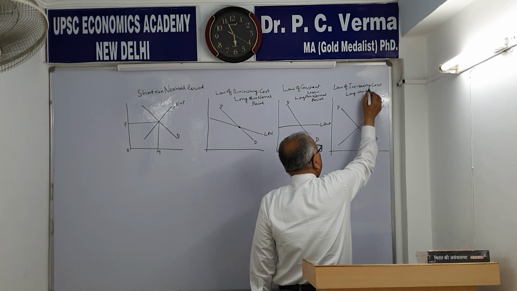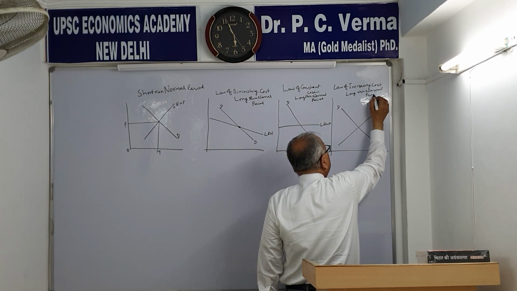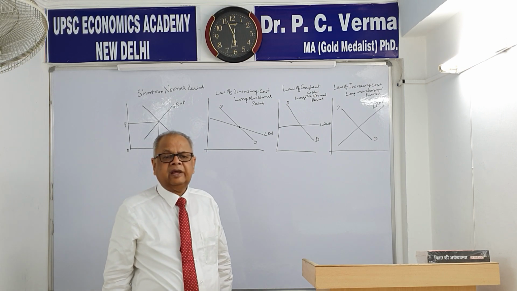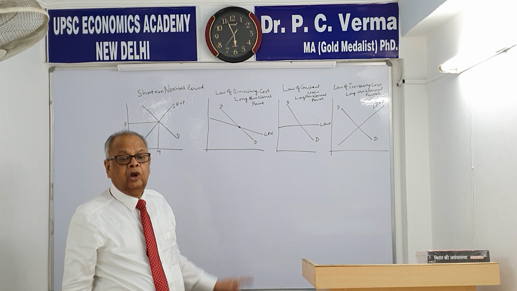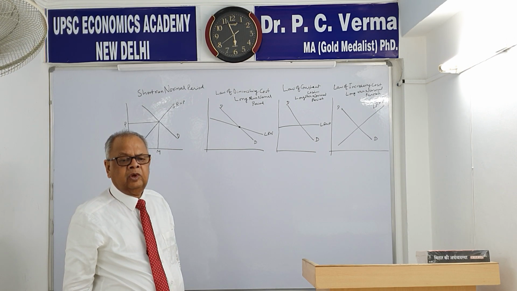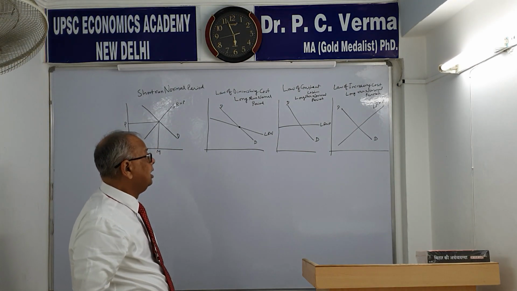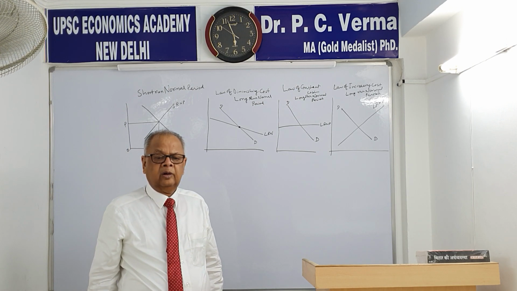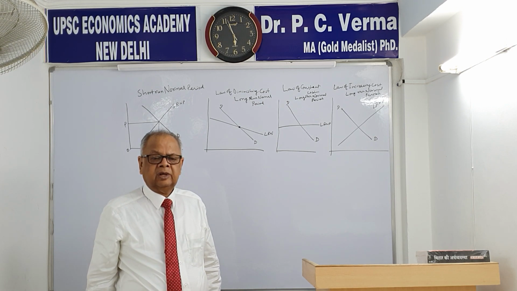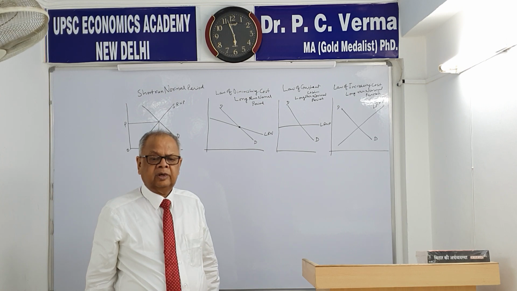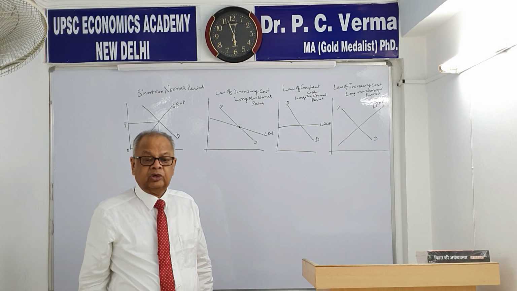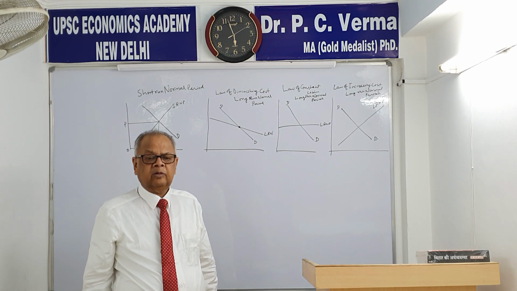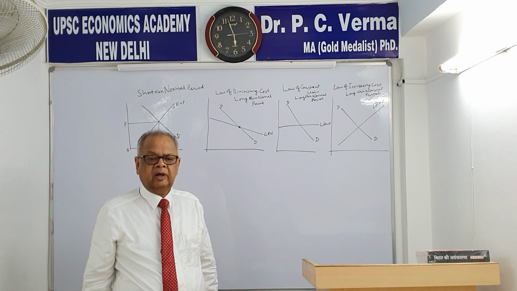Long run normal period. So Marshall said that the supply curve will be of three types in the long run: downward sloping, horizontal, and upward sloping, depending upon the laws of cost prevailing in the market where production is done by the producer. If there is a law of diminishing cost, then the producer will increase production, but the per unit price will decrease, because more economies of scale are enjoyed by the producer.